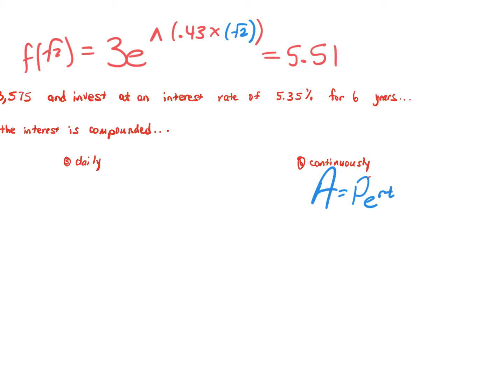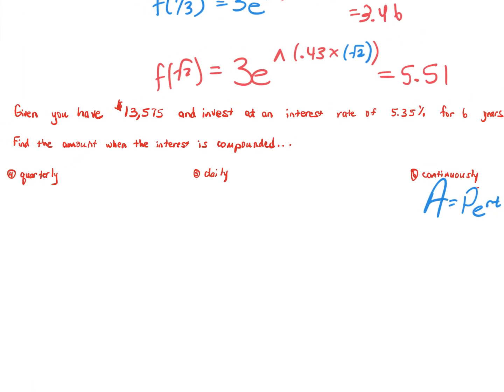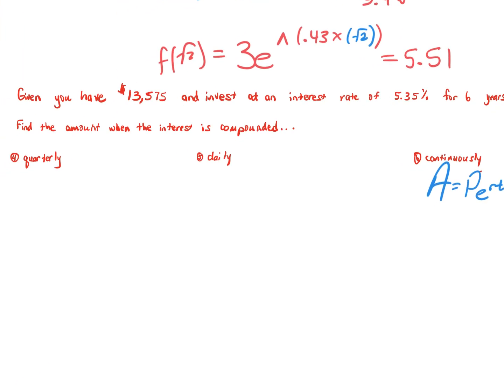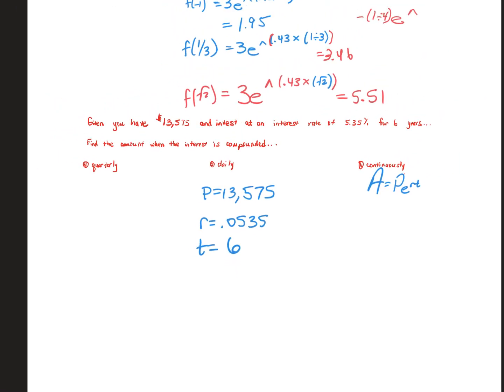Now, when I do all 3 of these, when I evaluate, the answer should be very similar. But in all 3 of them, guys, my principal is how much? How much do I start off with? $13,575. What is the interest rate that I am compounding at? 0.0535. Yep, 5.35%. Even though there is a decimal in that number, I still have to move it. And then what is the time I'm talking about? 6 years.